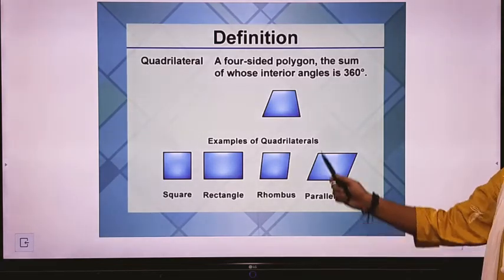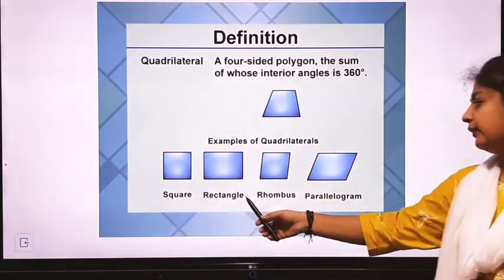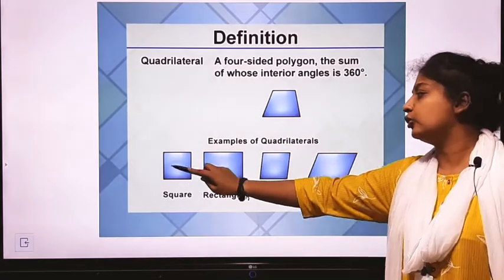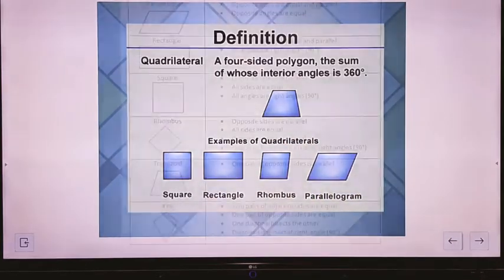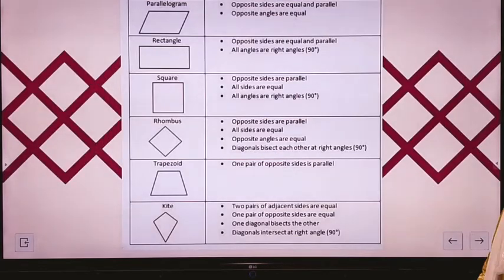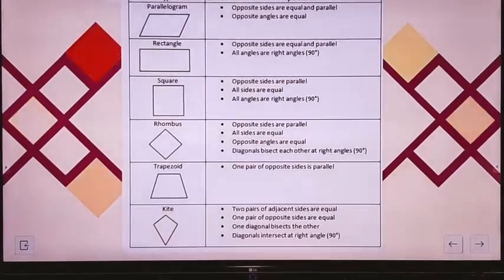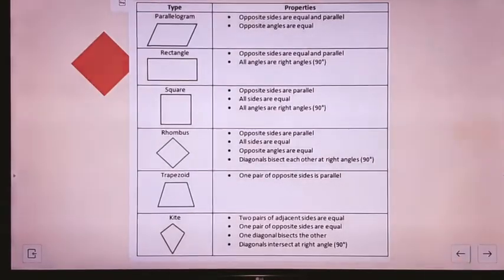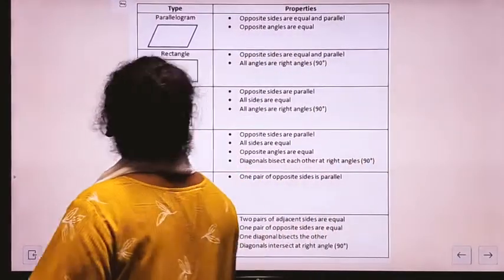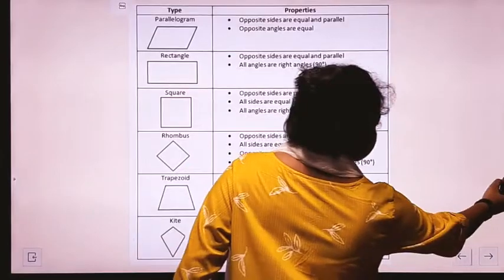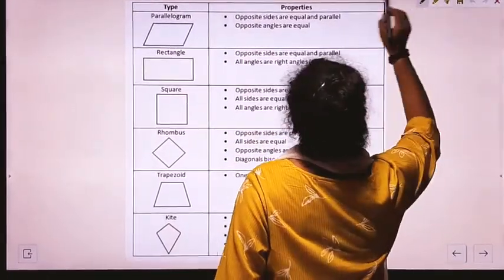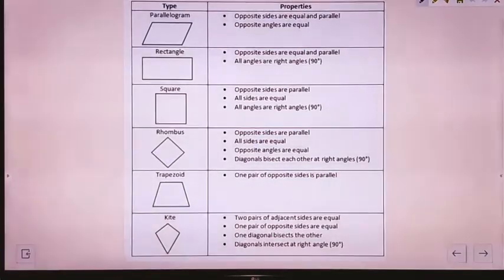There are different types of quadrilateral. We have square, rectangle, rhombus, and parallelogram. So there are 4 sides in a quadrilateral and also 4 angles. Next we have this table. This gives us the type of the quadrilateral and also states its properties. The first quadrilateral we have is the parallelogram.